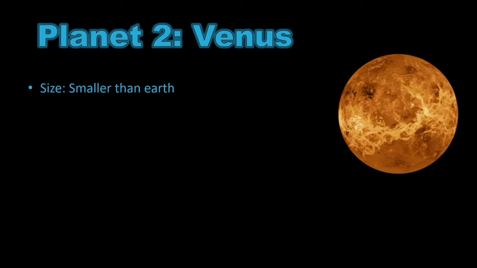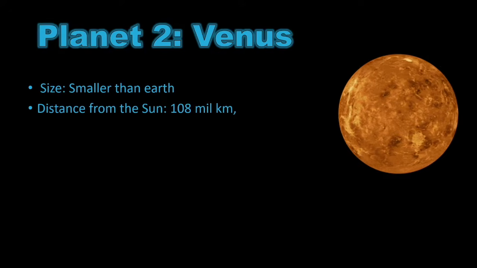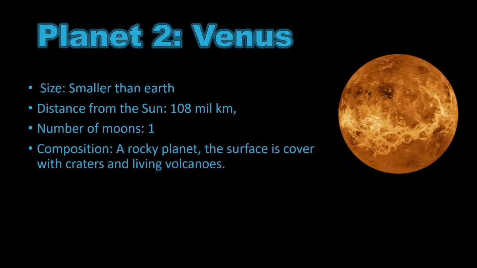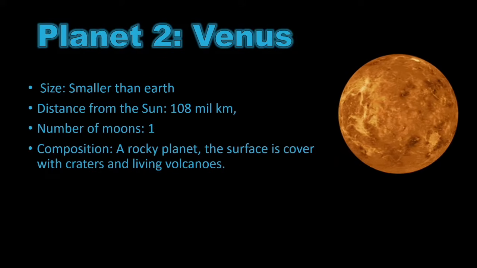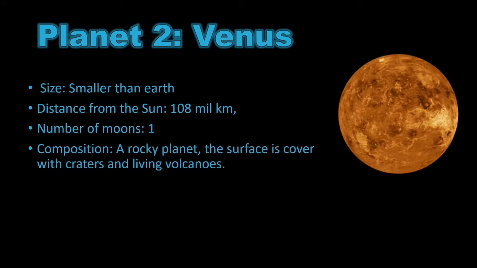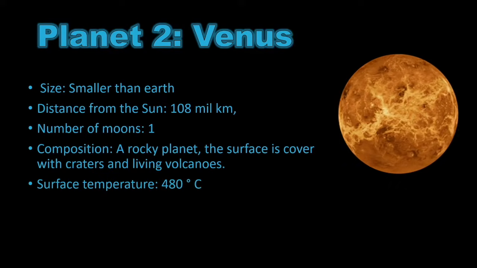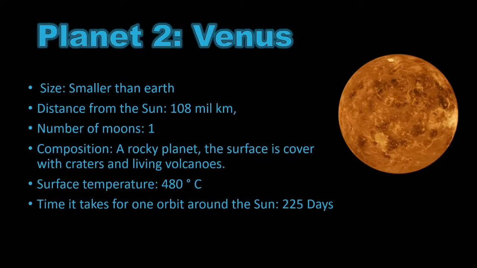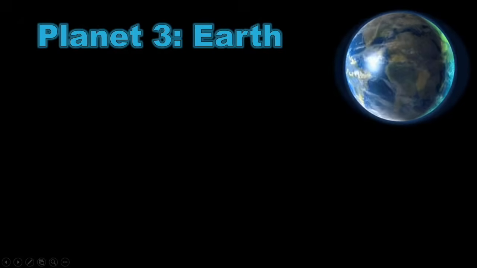Our second planet is Venus. This is a planet that's smaller than Earth. It's about 108 million kilometers from the Sun. It has one moon, similar to Earth. Again, a rocky planet. It is covered with craters and also living volcanoes. The temperatures range to about 480 degrees Celsius, and it takes about 225 days to rotate around the Sun.